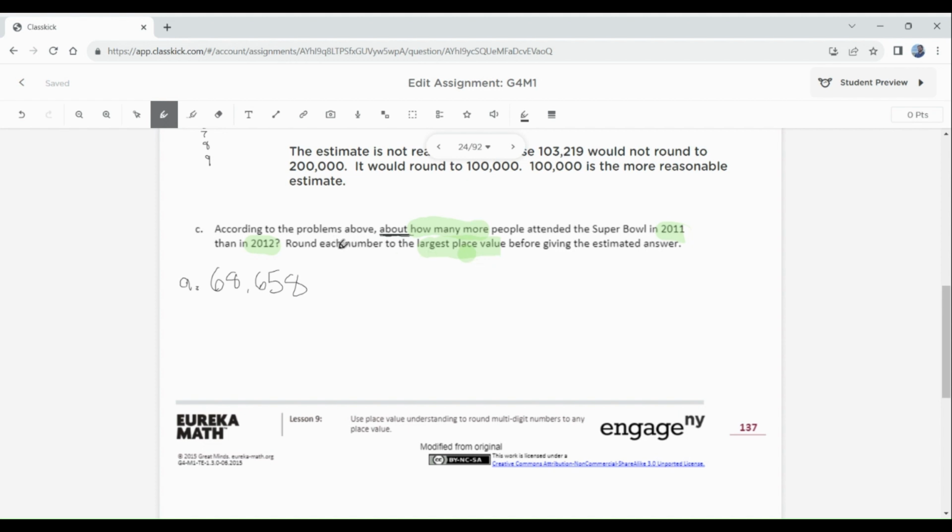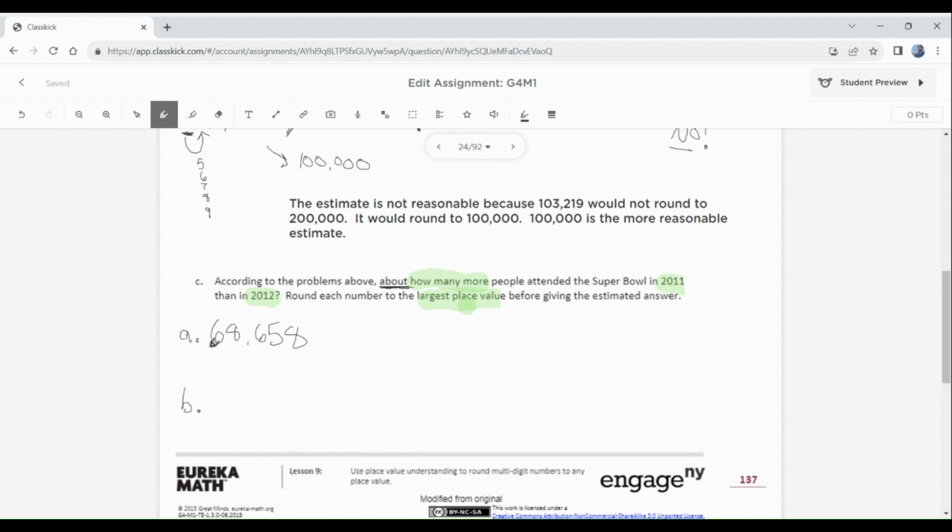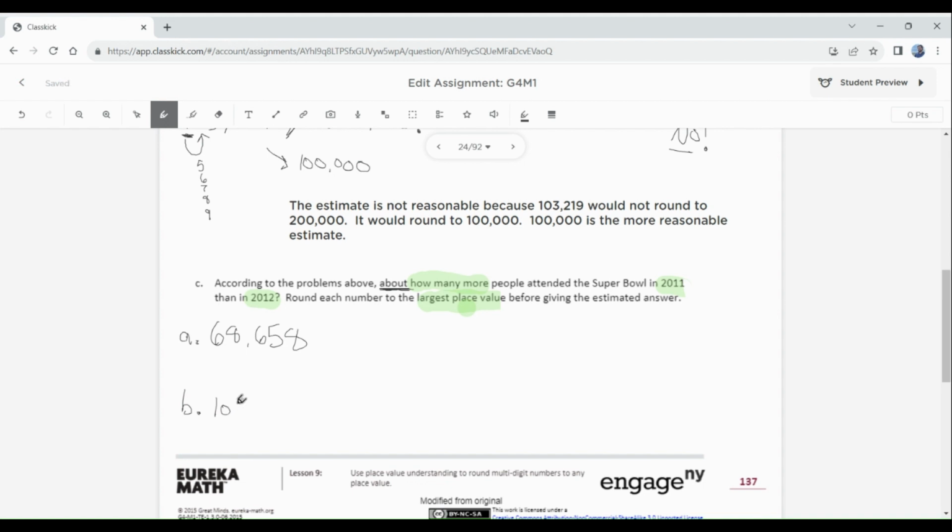Okay, now that tells me to round each number to the largest place value. Let me just quickly do letter B first. In letter B, the number was 103,219. So when it tells me to round each number to the largest place value, that means the digit in the largest place value in the number provided. So in letter A, that 6 is in the 10,000s place. So in letter A, I'm going to round to the nearest 10,000. And 68,658, we sort of already did this, would round up to 70,000. And in letter B, again, we sort of already did this as well. This would round to 100,000.